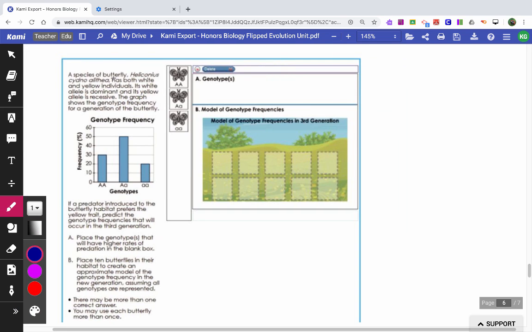So what it says here is we have a butterfly, and that butterfly has two phenotypes. It has both white individuals and yellow individuals, and the white allele is dominant. I'm going to do some note taking down here. They use A, so let me just stick with what they do. Capital A represents the white allele. So if an individual is white, it can either be homozygous for white or it could be heterozygous. We don't know just looking at that butterfly what its genotype is.